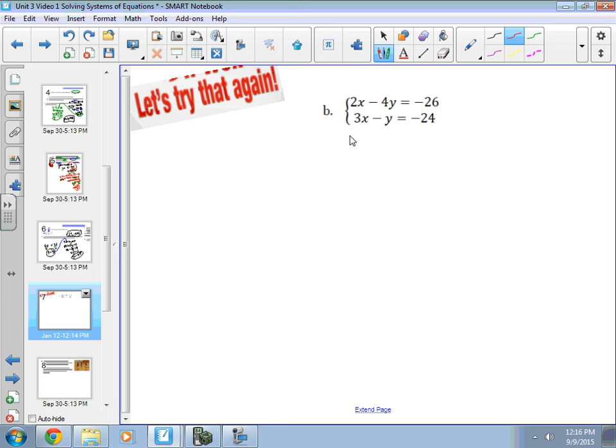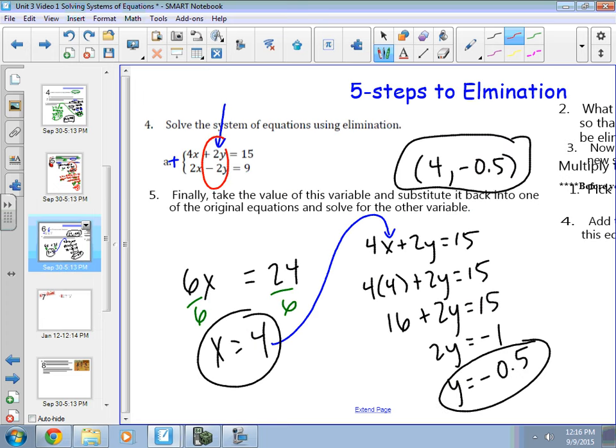So if you look at, say, the x's, what's a number that both 2 and 3 multiply into? 6. So let's multiply the top by 3 and the bottom by 2. That would make them both 6. However, we also want it so that one of them is negative and one is positive. Notice in this last one, when we add these up, we want them to equal 0. We want 1 plus and 1 minus.